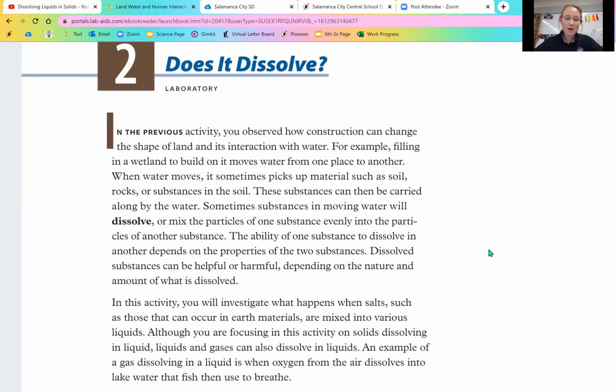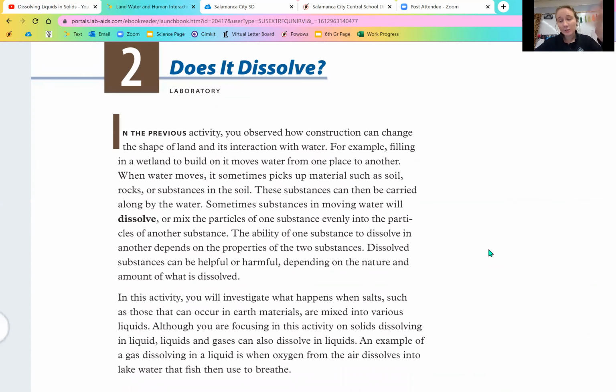So let's first do our introduction reading together. Lesson 2, does it dissolve? Today is an experiment day.